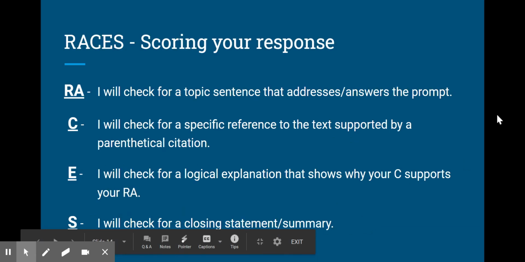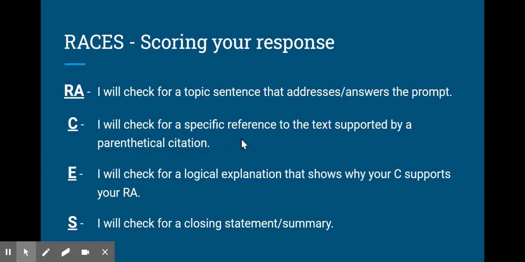Okay, so when it comes to scoring your response, the R and the A are going to count for a point. I'm going to check for a topic sentence, and that topic sentence should not only restate the prompt, but it should also answer any question or address the topic of that prompt so that there's no doubt. That's your topic sentence. There's no doubt what you're talking about.